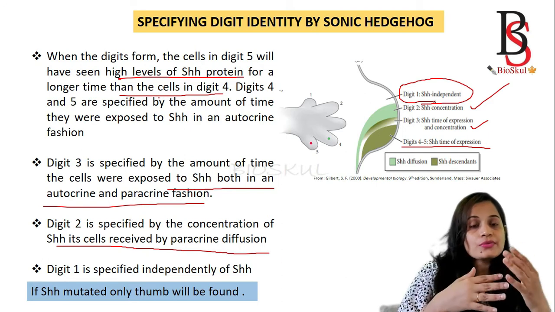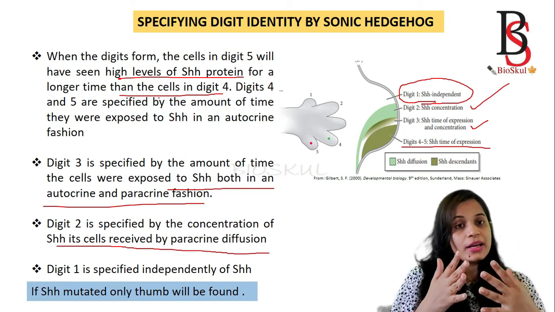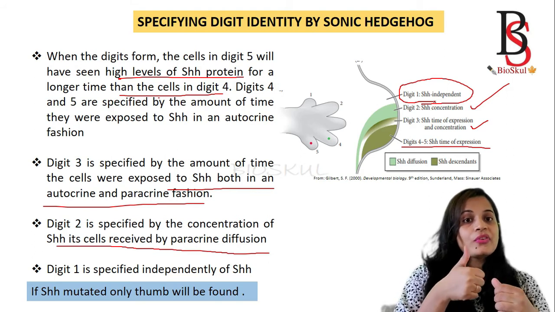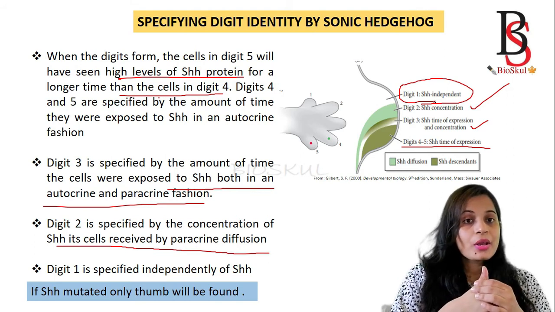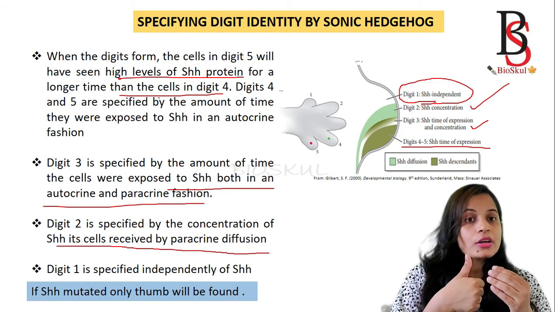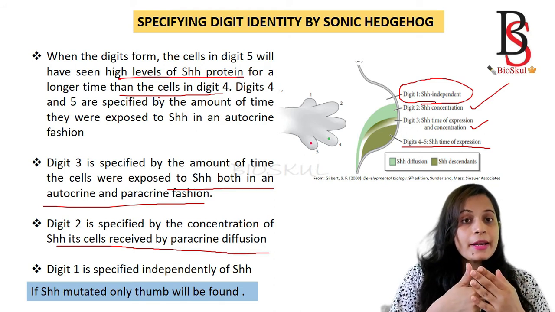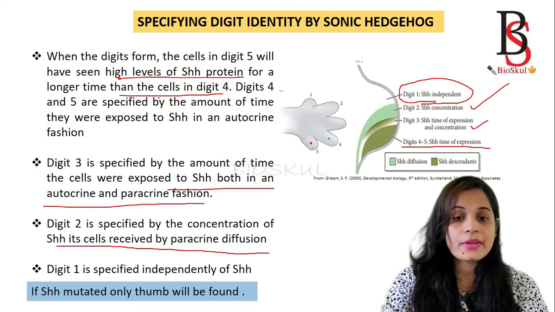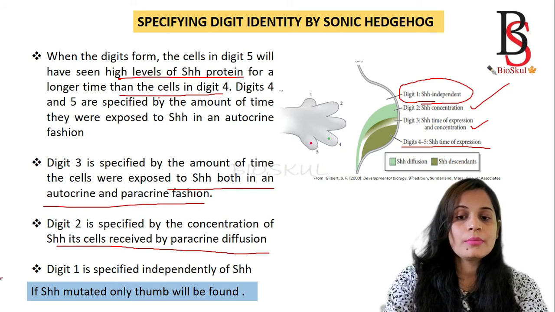Let's consider if the sonic hedgehog protein is mutated, then what will form? We will find only the thumb, because digit 1, or the thumb, is independent of sonic hedgehog protein. This is very important. You have to memorize it.